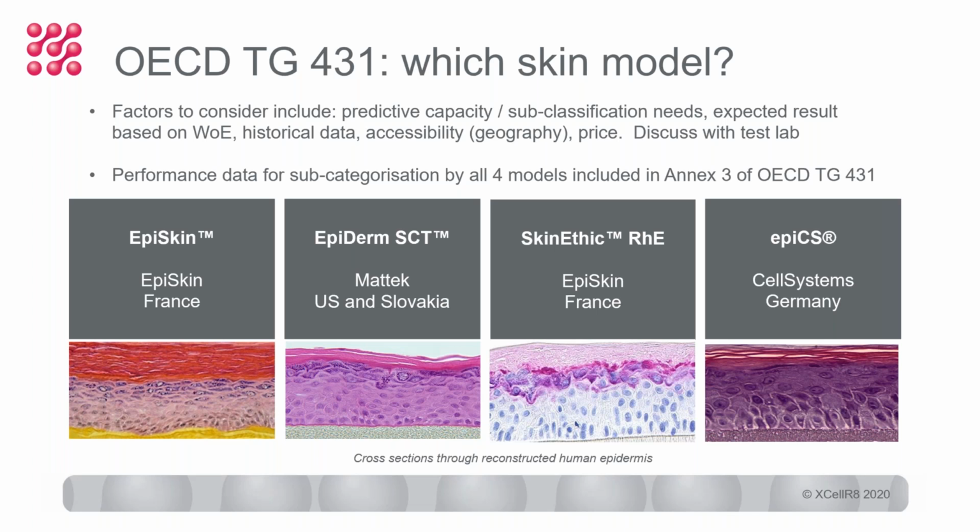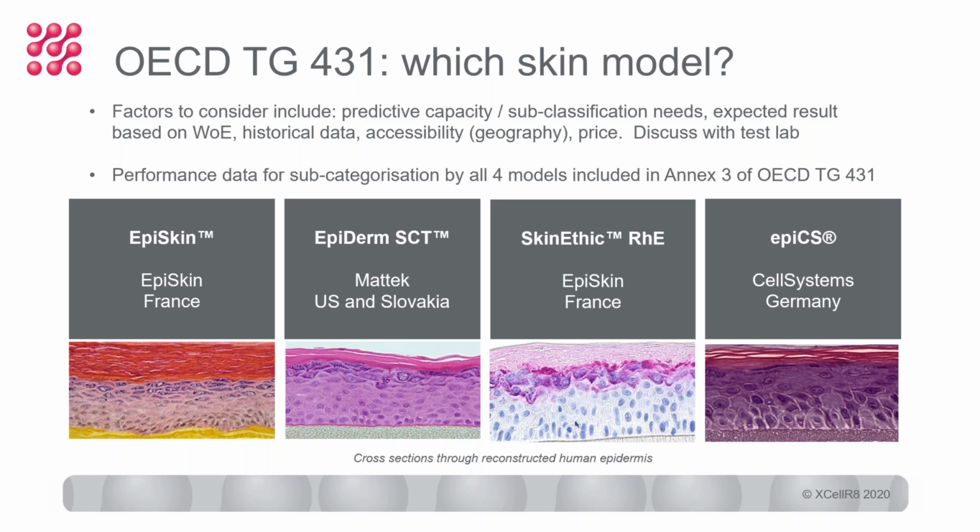I would say that even though all 4 of these companies do ship around the world, they all ship internationally, but there are some limitations on accessibility depending on where you are, and there are also price implications as well. So I think this is a really important factor to discuss with your test lab before embarking on the testing, and it's about getting a balance so that you definitely get the data that you need, especially if you need subclassification, but without going overboard in terms of price, etc., if it's more than you actually need in that case.